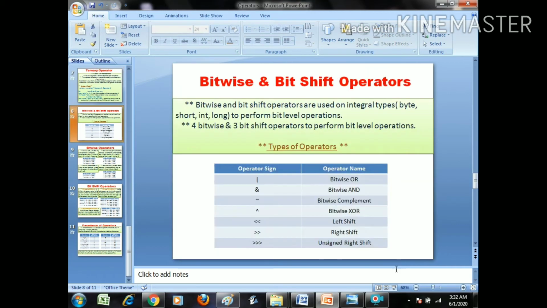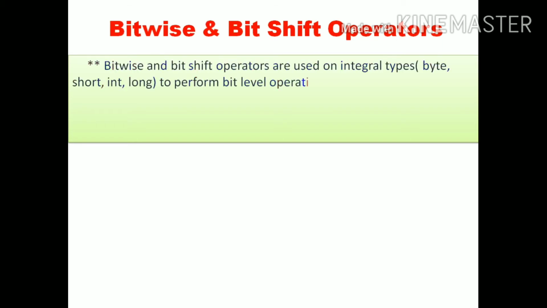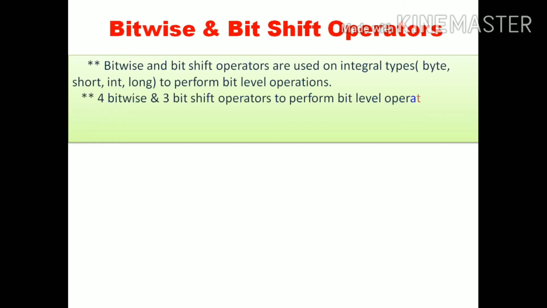Next, bitwise and bit shift operators. Actually, bitwise and bit shift are not used too much in our programming language, but a little bit of the concept is needed, so I give it. Bitwise and bit shift operators are used on integral types: byte, short, int, long, to perform bit level operations. Mainly they deal with binary figures. We know binary values are 0 and 1, it holds only 0 and 1, so it is used for these operations basically.